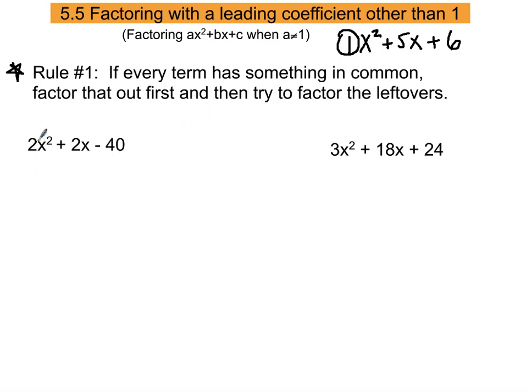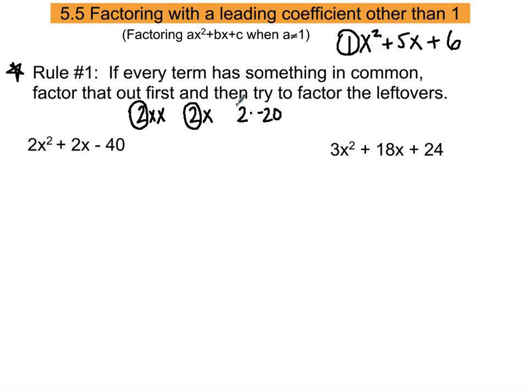You see how that leading coefficient is something other than 1. It's a 2. So according to this first rule, what I should do is see, is there anything common that I could take out of these 3 terms? And it looks like a 2 is what would be in common. And remember how in section 5.4 we took out that common factor? So we would write it kind of like 2 times x squared, and then we would have a 2 times x, and then we would have a 2 times a negative 20. And they all have a 2 in common.